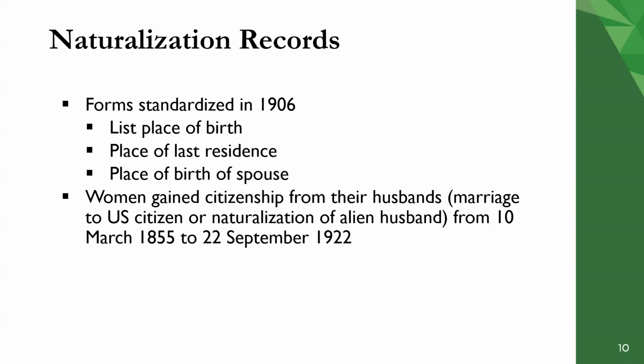As I mentioned, up until 1922, women were naturalized with their husbands. They did not necessarily have to be on the form, nor did the minor children. But if the husband naturalized, the wife and the minor children automatically became naturalized. After 1922, they had to submit their own application for naturalization.